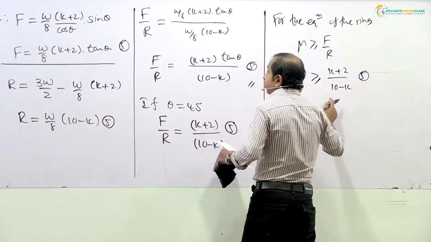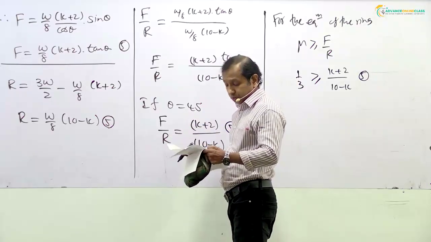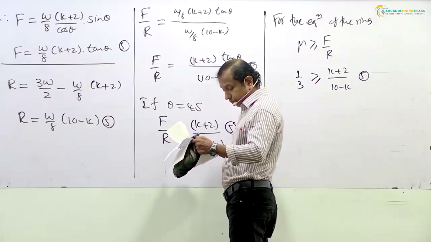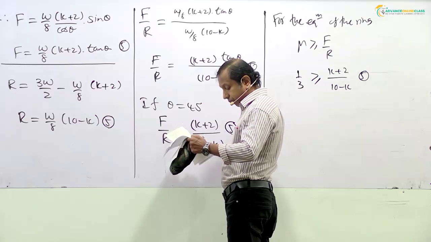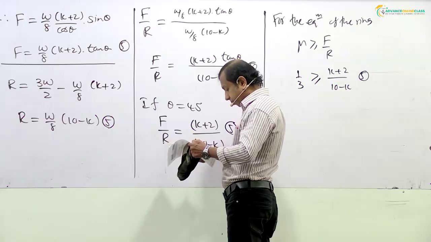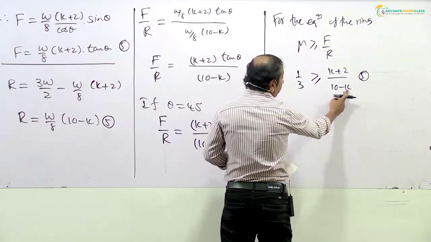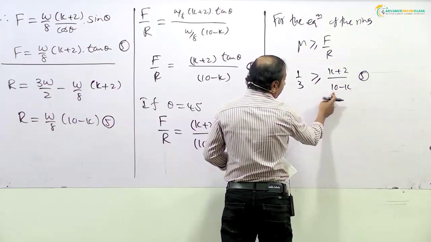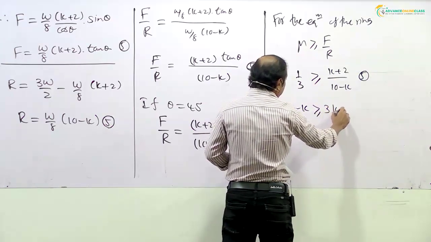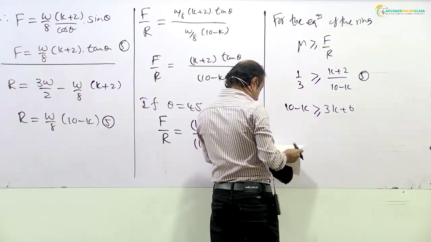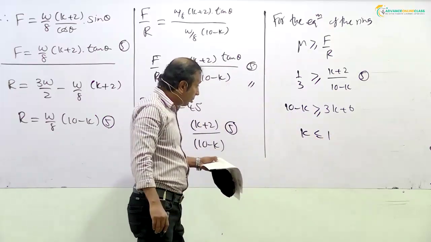Right. We are given this K in the question. K is a positive value, no? This 10 minus K is therefore positive. You can use cross multiplication. 10 minus K here, 3K plus 6. By this, we get K less than or equal to 1. 5 marks.